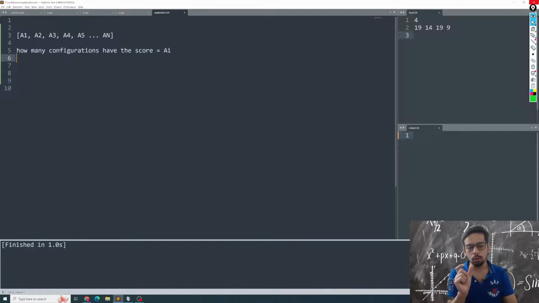And if we were to know the number of configurations that have the score A of I, we can just multiply that. Let's call this number of configurations num I. So num I is the number of configurations in which the element at the ith index is the largest. Let's call num at I equal to number of configs.